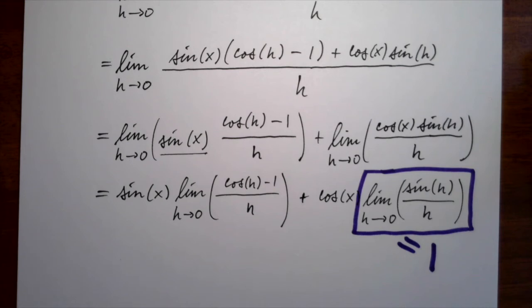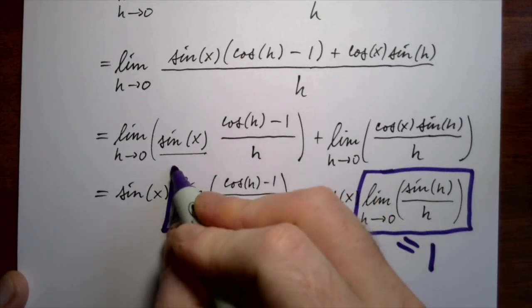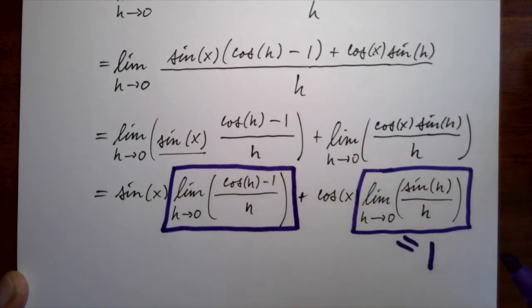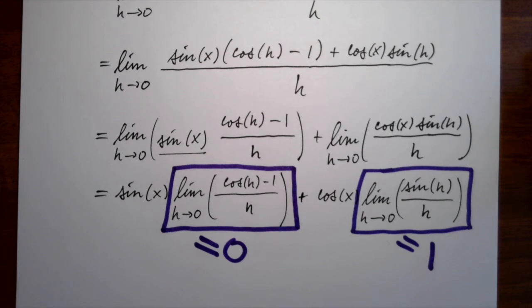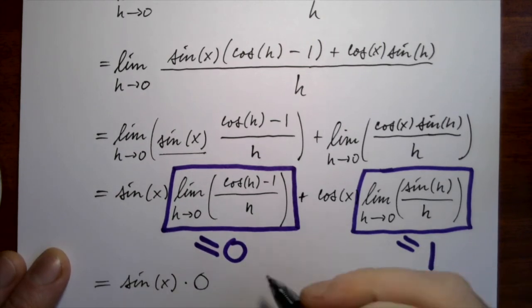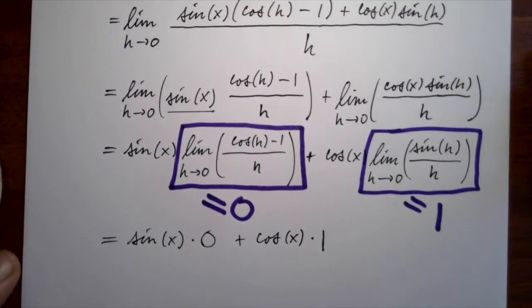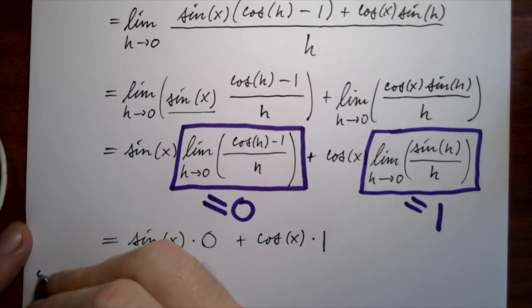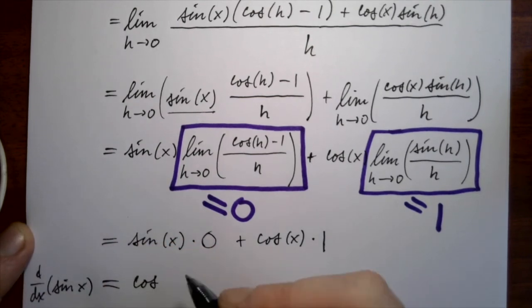It turns out that this other limit, cosine of h minus 1 over h, is a similar sort of special limit. You can evaluate this one numerically and figure out that this limit is 0. So at the end of the day, because these two limits exist, we get sine of x times 0 plus cosine of x times 1. And so, what have we shown? We've shown that the derivative of sine is just cosine.